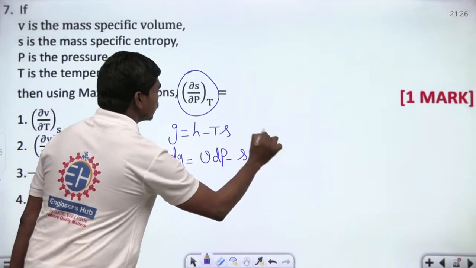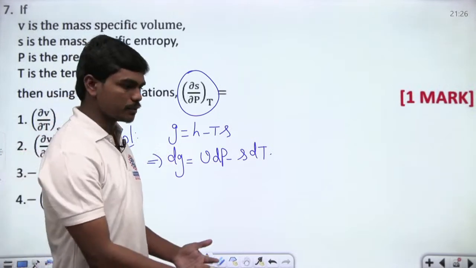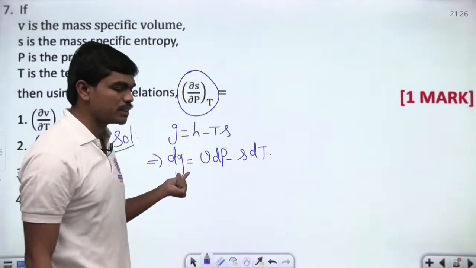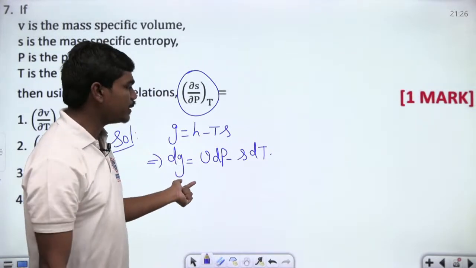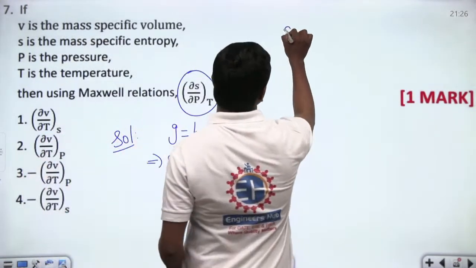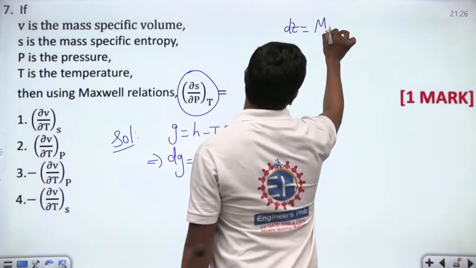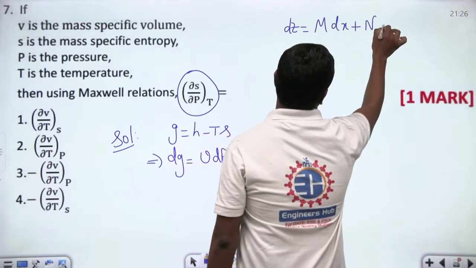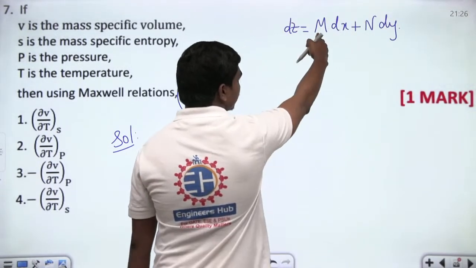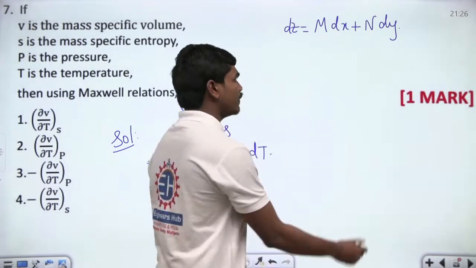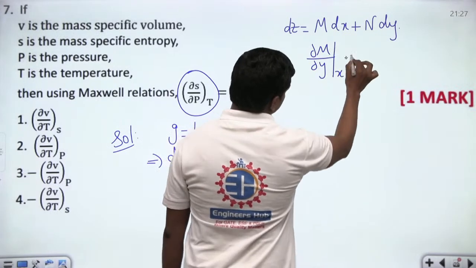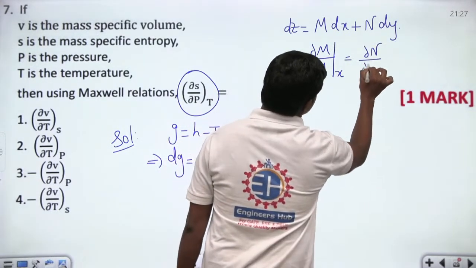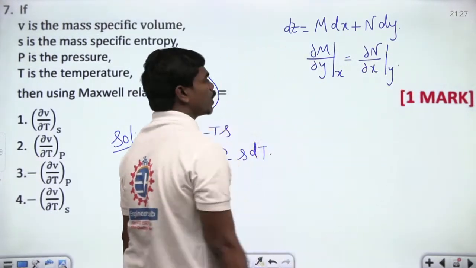And you know, Gibbs free energy is a property of the system, correct? It's a property of the system. So whenever these are properties, they are point functions, means they are exact differentials. So if this has to be an exact differential, you know clearly in mathematics we have a relation dz is equal to M dx plus N dy. If this is of this form where M and N both are functions of x comma y, then you know dou M by dou y at constant x, this should be equal to dou N by dou x at constant y. This is what we can hear.